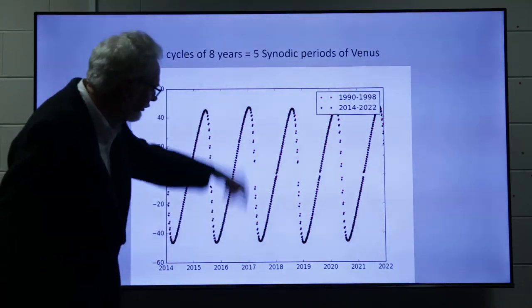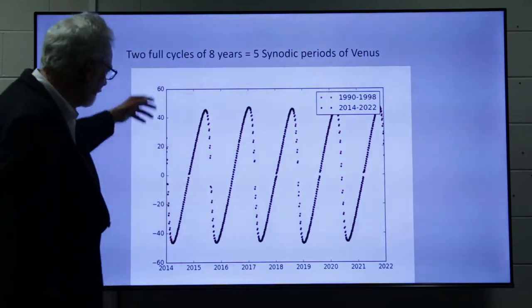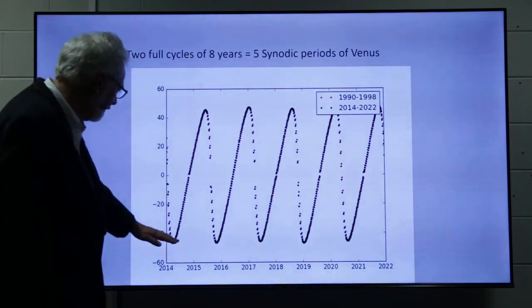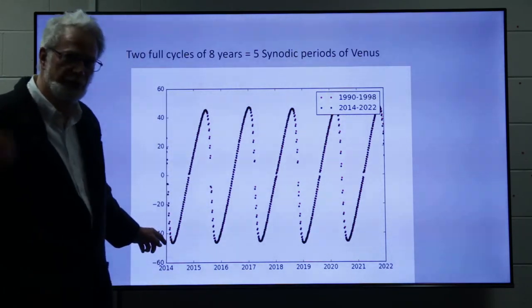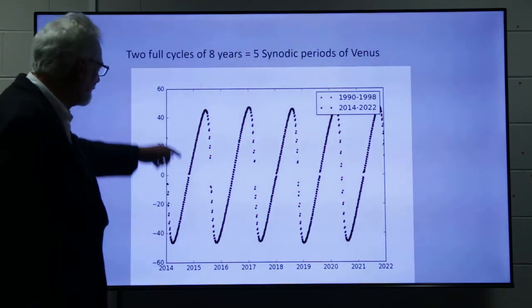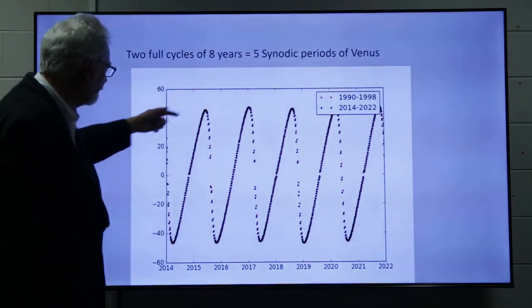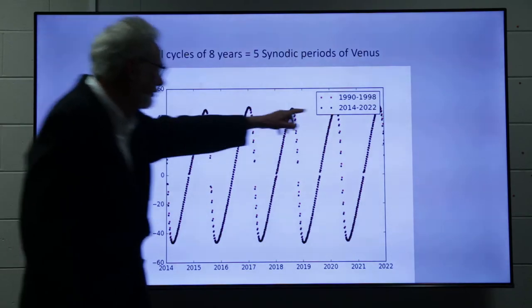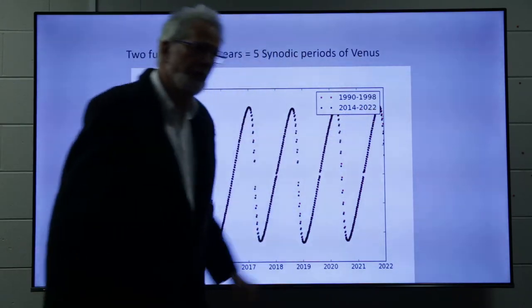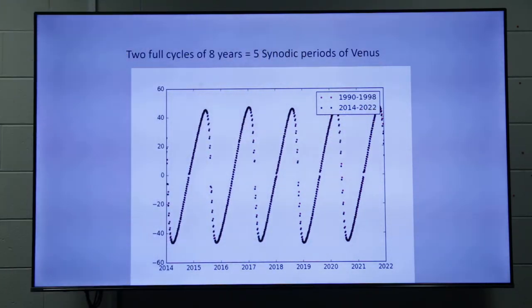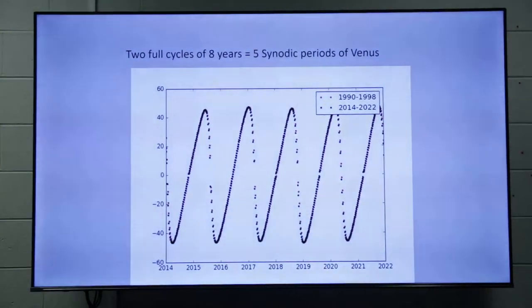And so we see these five cycles going through negative elongation, that's when Venus is the morning star. Positive elongation, that's when Venus is the evening star. And so we're right about at the extreme there right now. And I got all this data easily out of the ephemeris and plotted it.